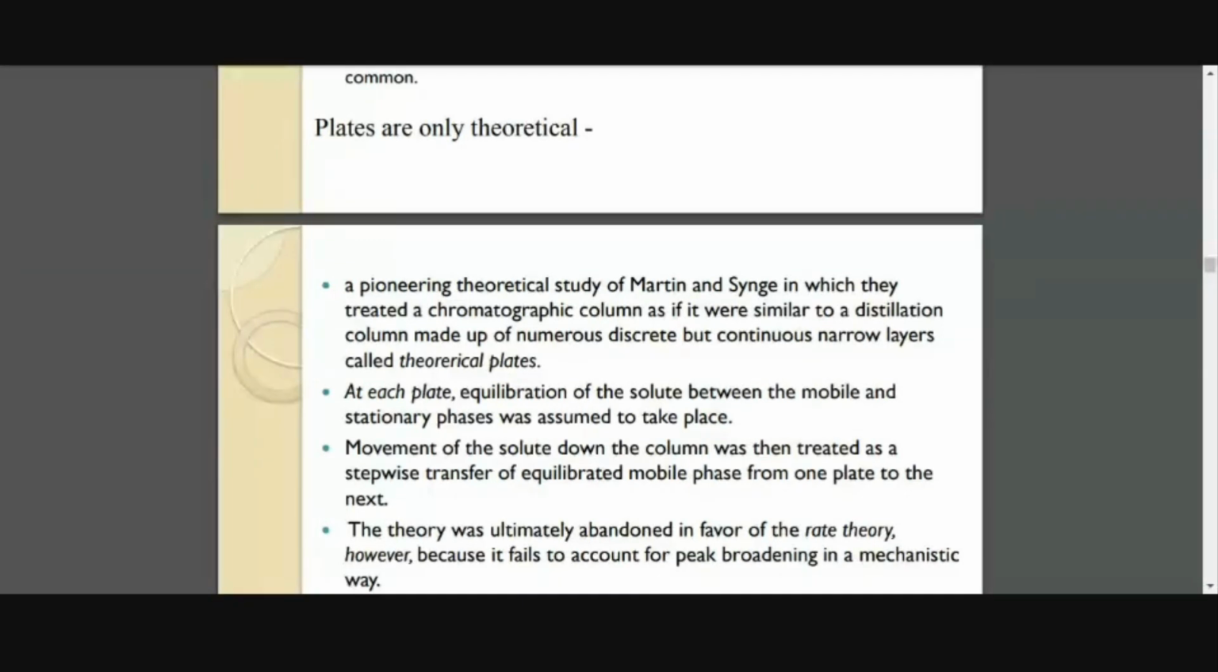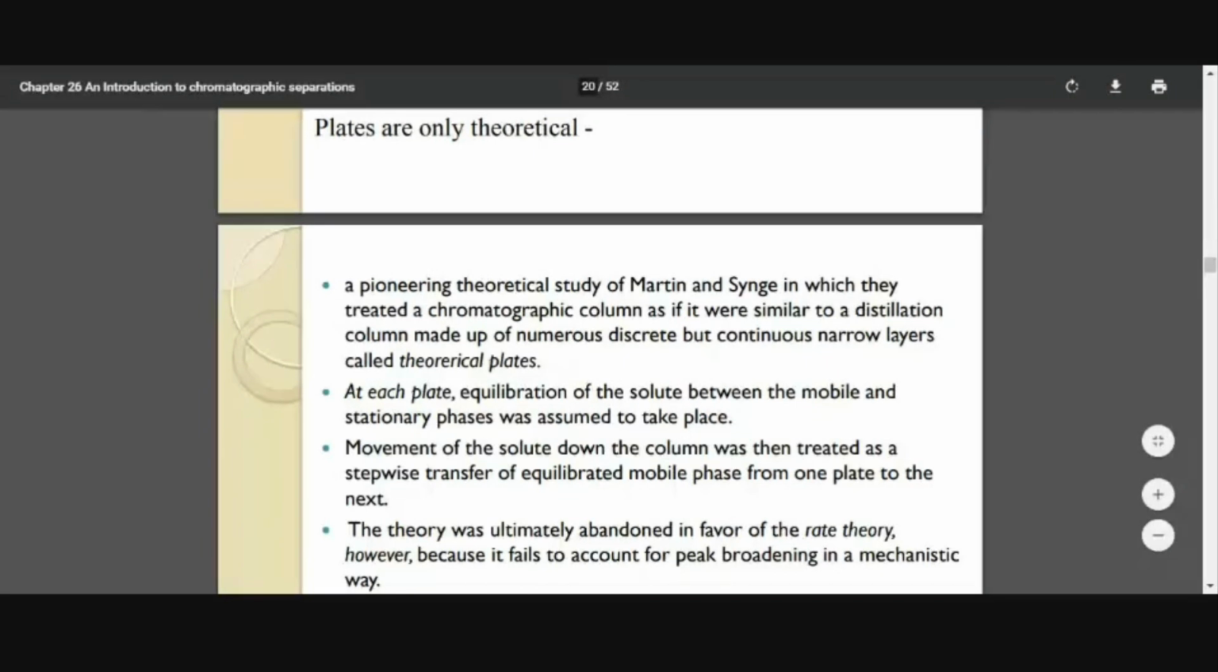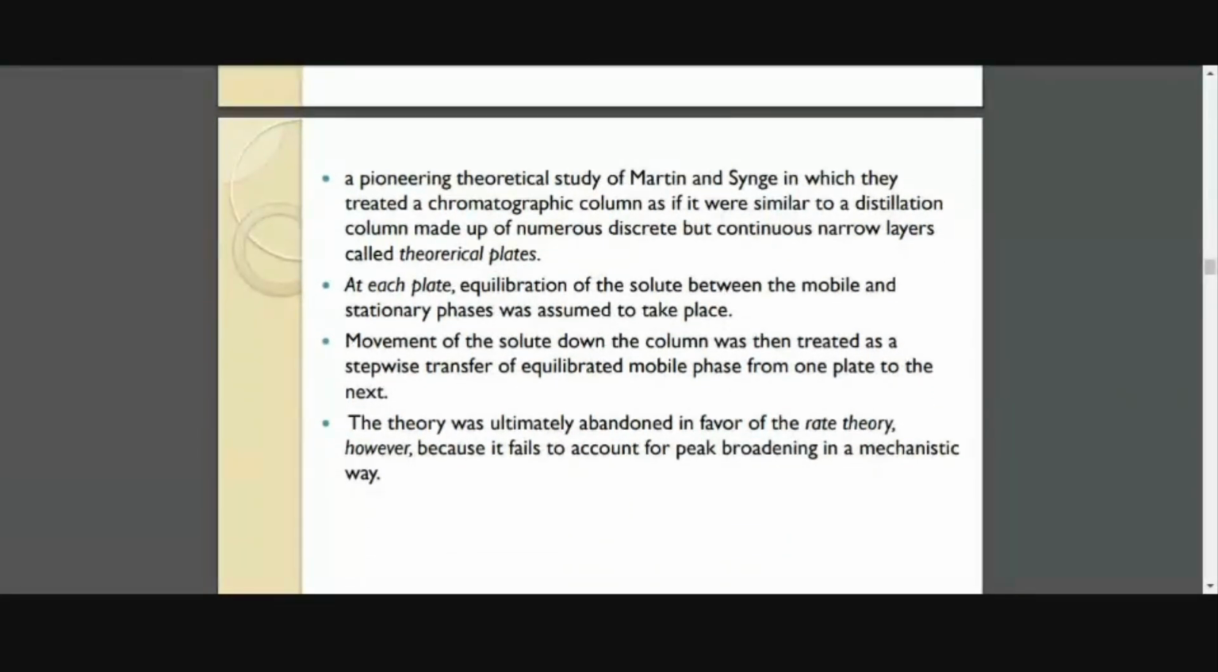The stationary phase is uniform, and there is no separation or gap between different layers of stationary phase. In fact, there are no layers as such. It is completely uniform. Now, this particular theory was put forward by two scientists, Martin and Synge. They treated the chromatographic column as if it was a distillation column.